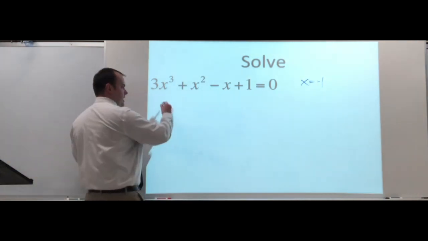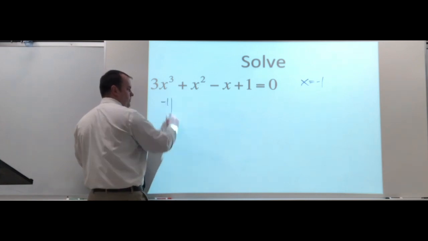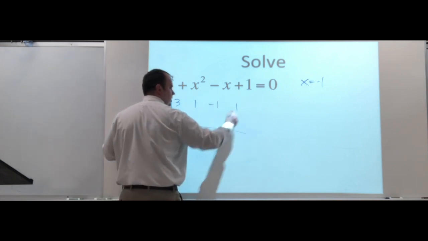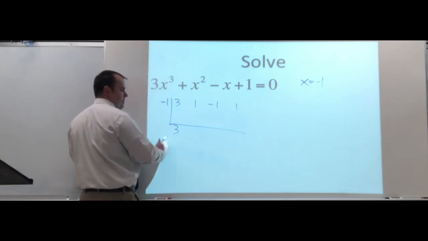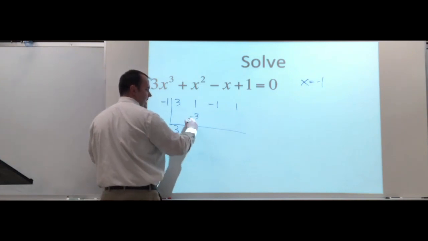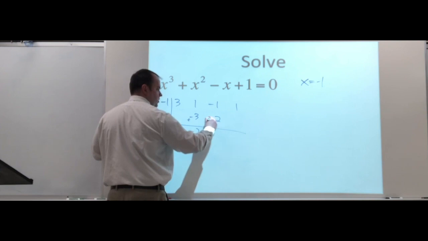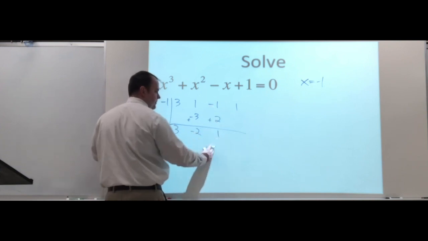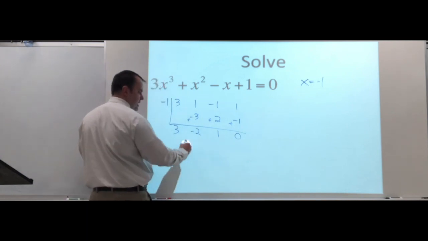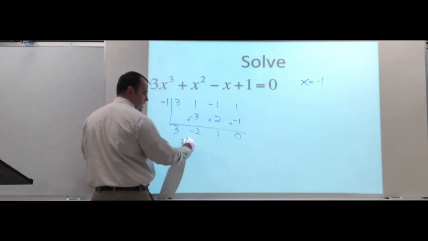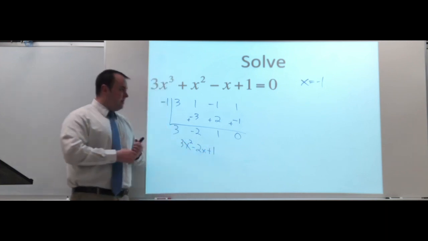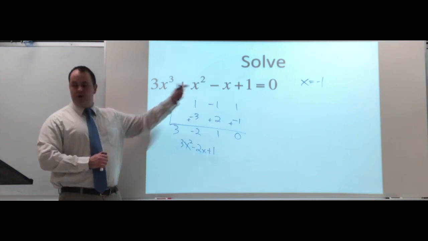So I'm going to do some synthetic division. -1, and we have 3, 1, -1, and 1. I'm going to bring down my 3. -1 times 3 is -3. If you add, you get -2. Then -1 times -2 is 2, you add, you get 1. Add, you get 0. So we end up with the expression 3x squared minus 2x plus 1. So that is a factor of our original polynomial.